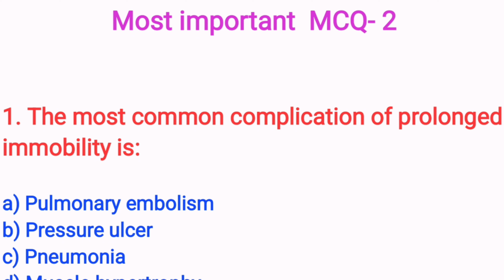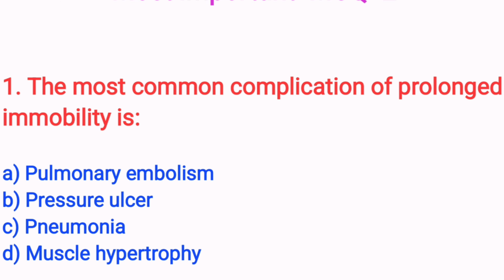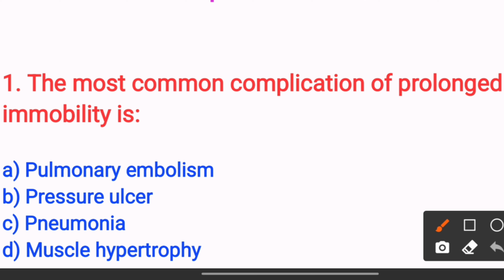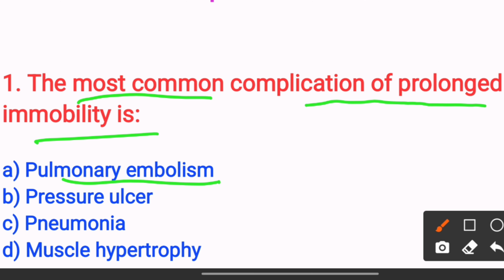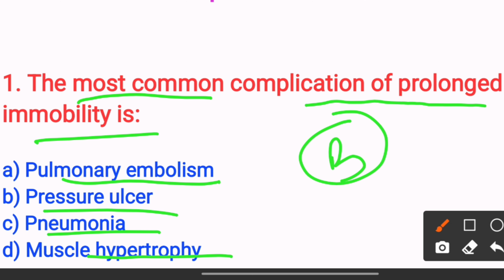Today we will discuss the most important PYQ part 2 for the nursing exam. First question. The most common complication of prolonged immobility is option A pulmonary embolism, option B pressure ulcer, option C pneumonia, option D muscle hypertrophy. The answer is option B, because prolonged immobility causes ischemia and pressure points, which cause bed sores.